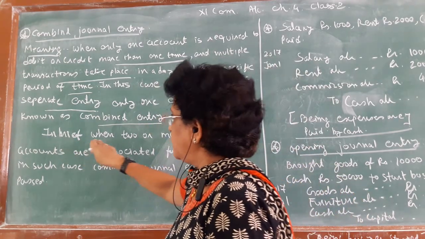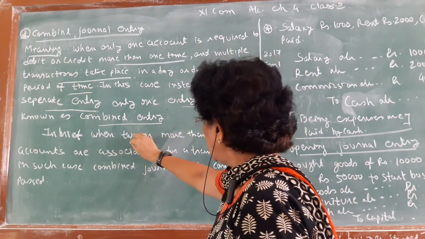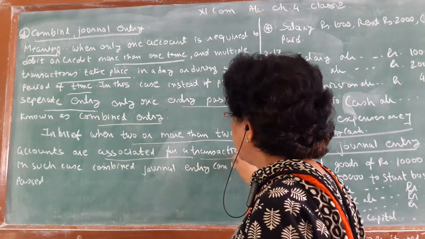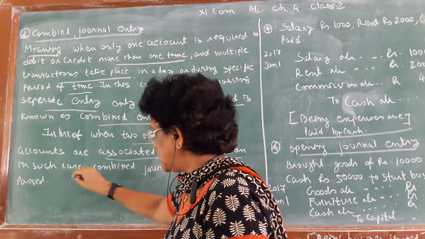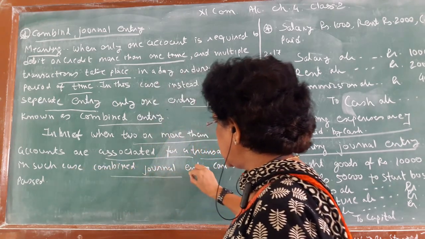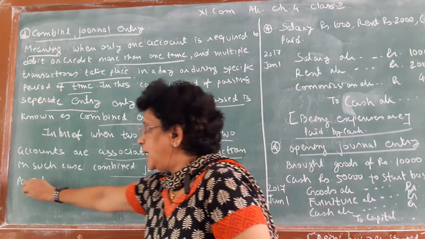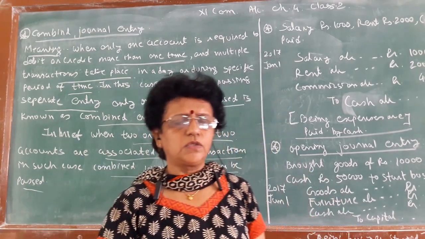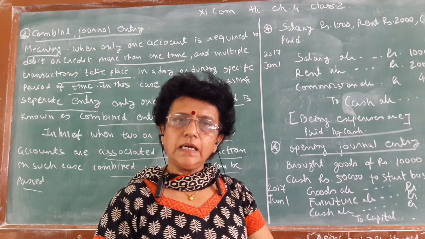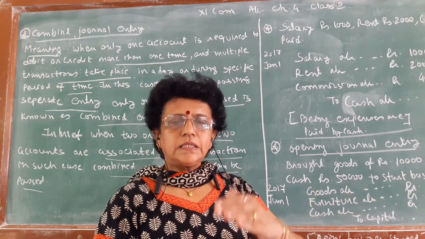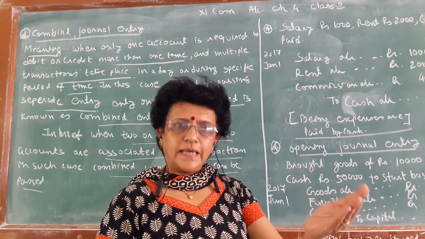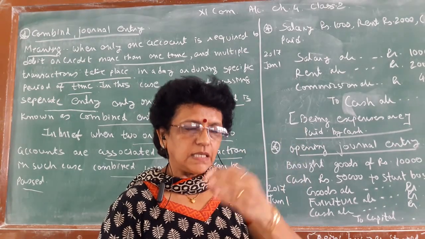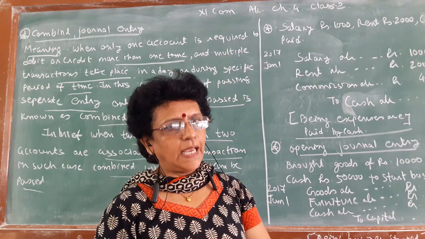So in brief, when 2 or more than 2 accounts are associated with a transaction, in such a case a combined journal entry can be passed. Take similar types of transactions, like income: interest received, commission received, rent received. Okay, you have 3 types of income received. All are received in cash form.